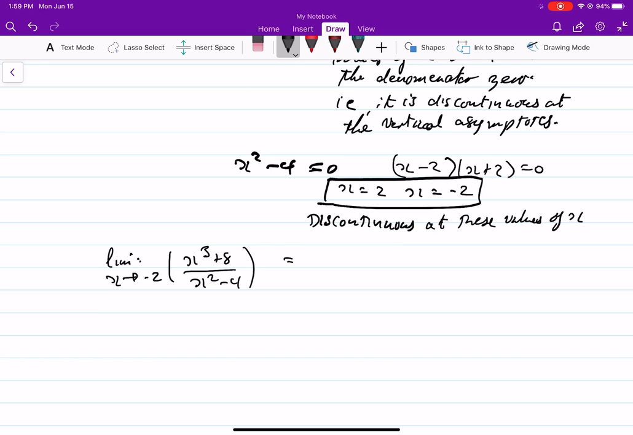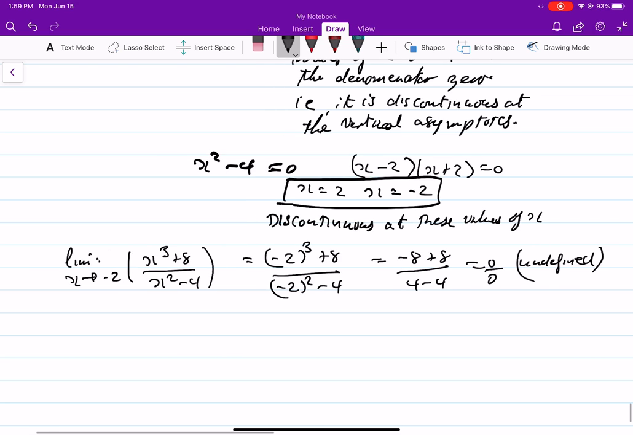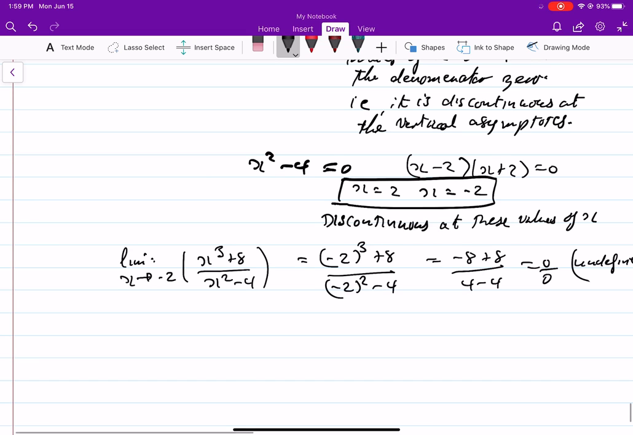Let's see if I plug in -2 into x cubed plus 8 upon x squared minus 4. That's -8 plus 8 over 4 minus 4, which is 0 upon 0, undefined. And since it's undefined, you have to use one of the methods we established earlier to set it up.